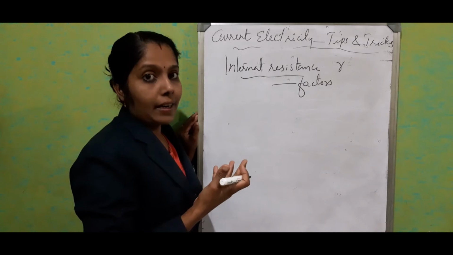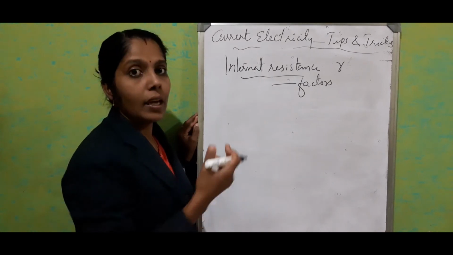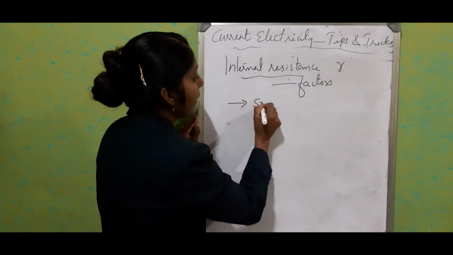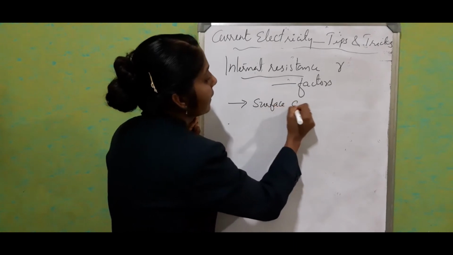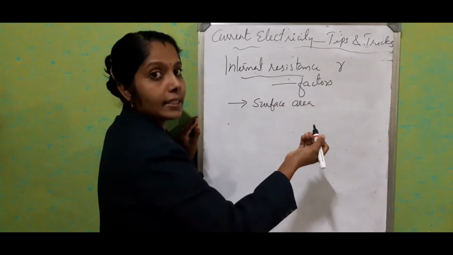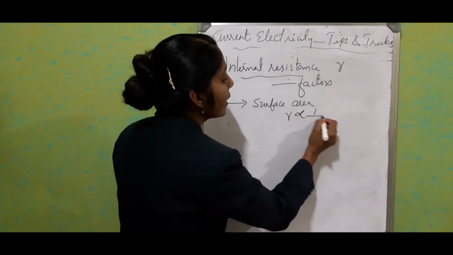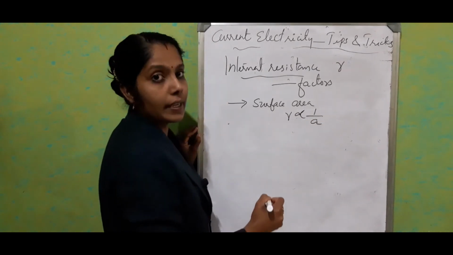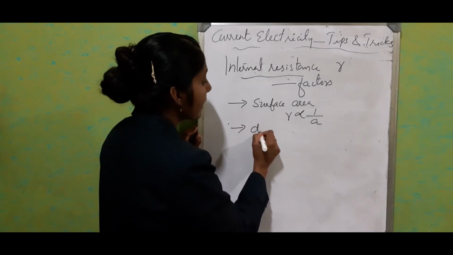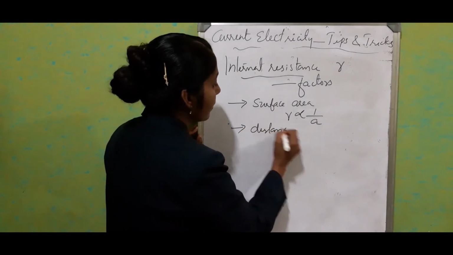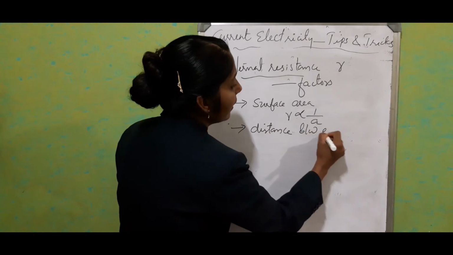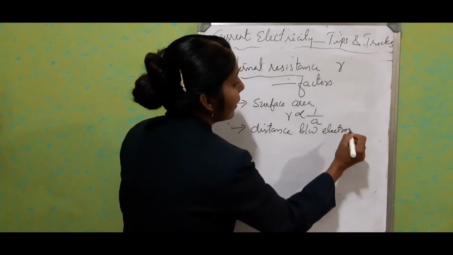Now let's see the factors affecting the internal resistance. First one, surface area. As the surface area is more, the internal resistance is less, or it is inversely proportional to the surface area. Second one, distance between electrodes.